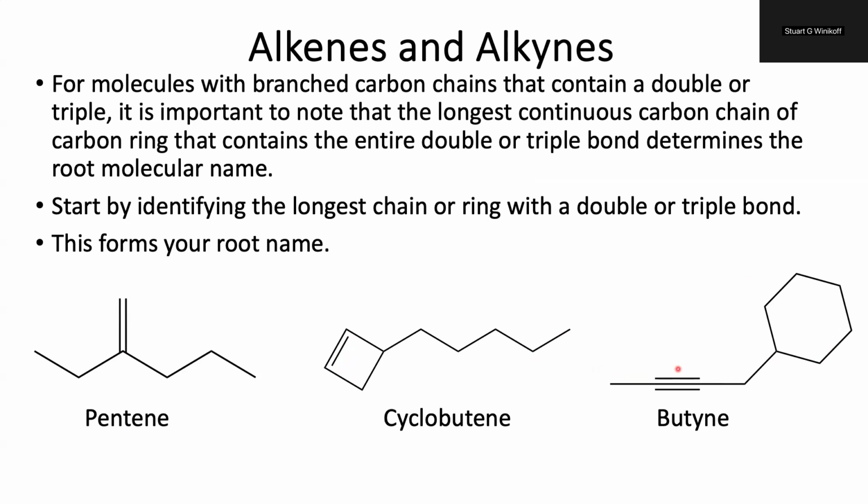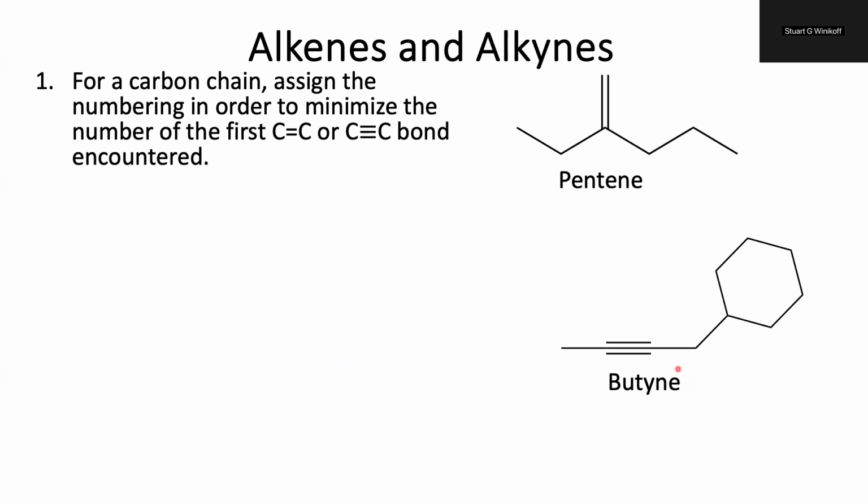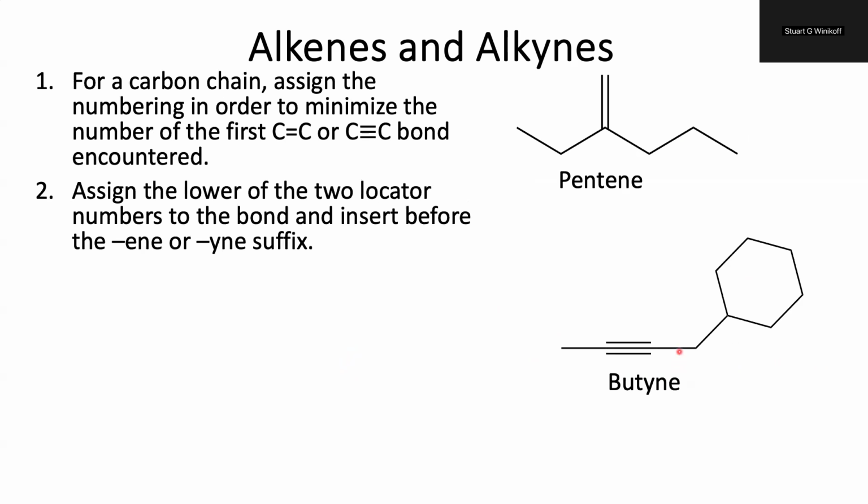Now from here, as usual, I have to worry about identifying where that bond takes place. So let's start by looking at carbon chains. For our carbon chain cases, we're going to assign the numbering so that we minimize the locator number of the first carbon-carbon double or triple bond that we encounter. When we do this, we're then going to assign the lower of the two locator numbers to the bond, and we're going to insert it before that "ene" or "yne" suffix.